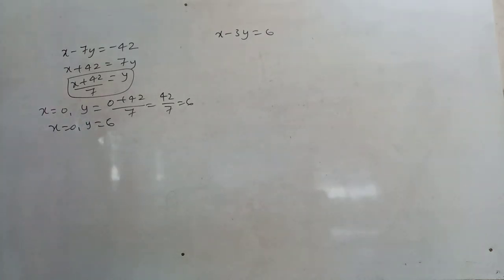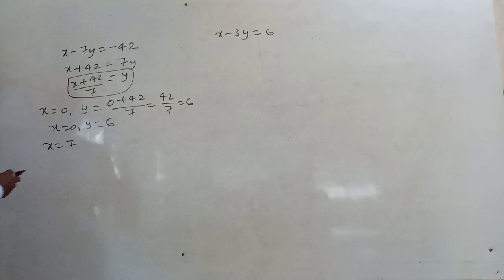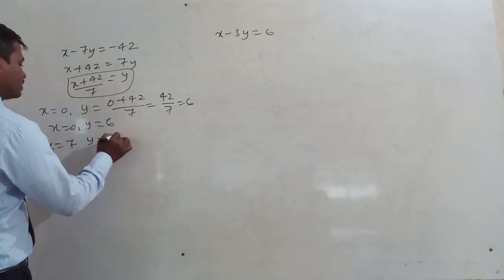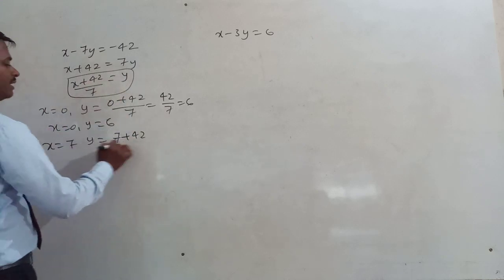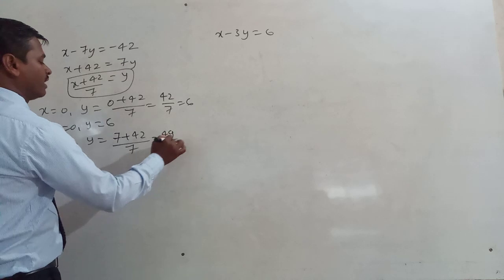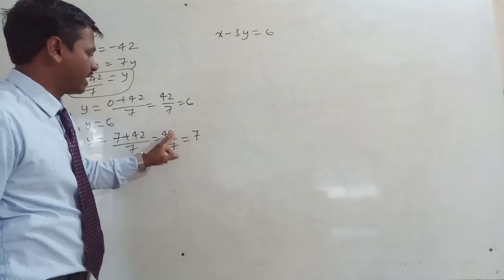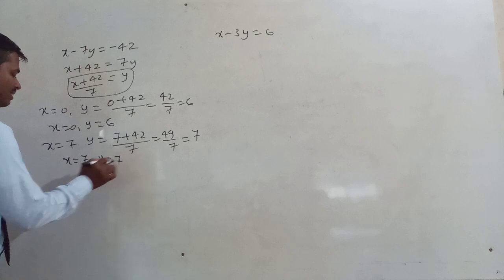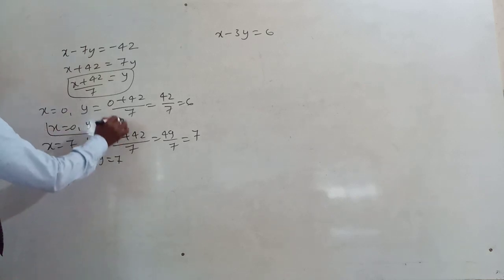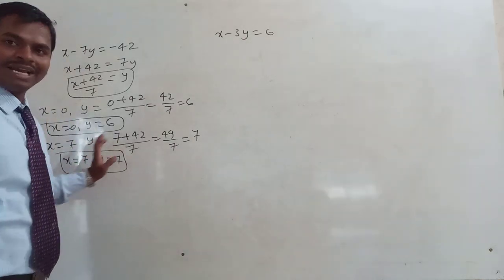Now, let x equal 7. Y equals (7 plus 42) by 7, which is 49 by 7. That is 7 only. 7 sevens are 49. So x equals 7 means y is also 7. That is the second case. For the third case, you can take x equal to minus 7.